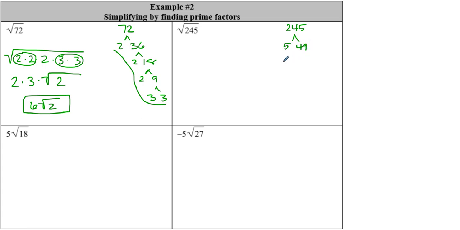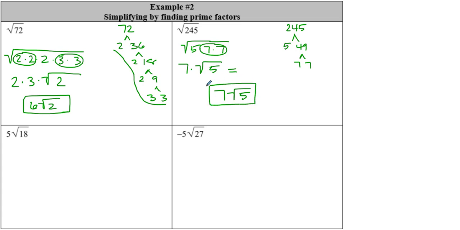If I am correct, I am. All right, and then 49 is going to be 7 and 7. So this 245 now becomes the square root of 5 times 7 times 7. All right, looks like we only got one group of 7 times radical 5 is going to equal 7 radical 5. Not too bad. All right, you know what it is. Pause the video. I want you guys to try the next two.